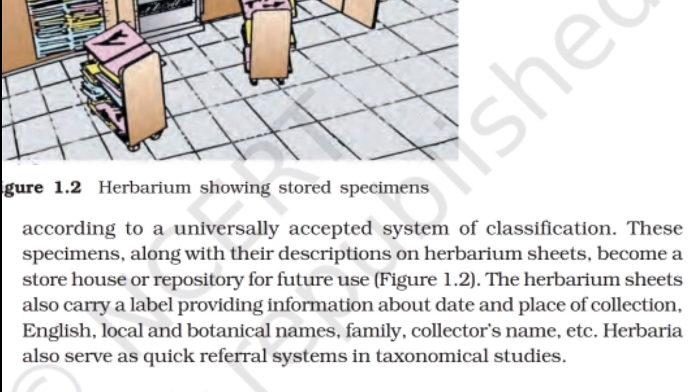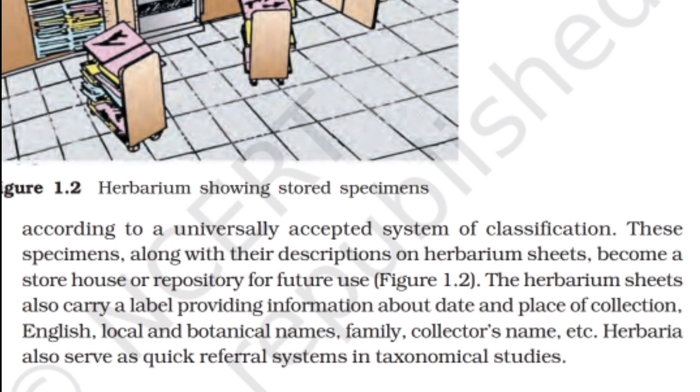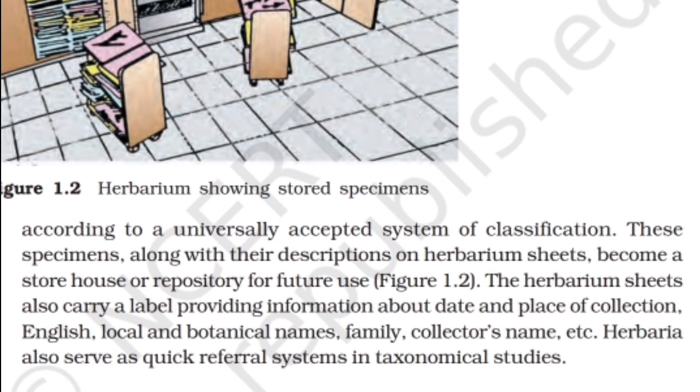Figure 1.2. The herbarium sheets also carry a label providing information about date and place of collection, English, local and botanical names, family, collectors' names, etc. Herbaria also serve as a quick referral system in taxonomical studies.